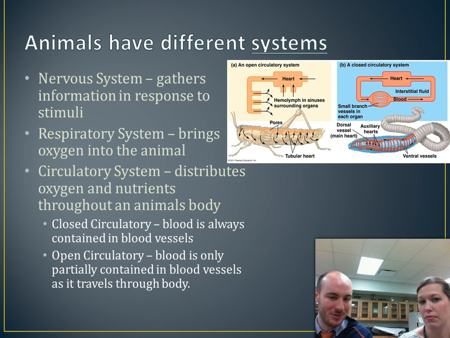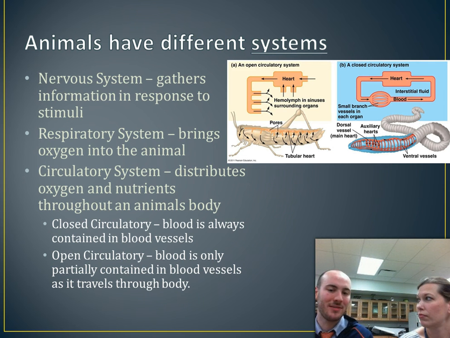One specific part, you do need to know this, is what's called a closed circulatory system, which we have, and an open circulatory system. So a closed circulatory system is when the blood is 100% of the time inside blood vessels. So it's in your arteries, your veins, or your capillaries, or it's going through your heart. Either way, it is always in blood vessels.